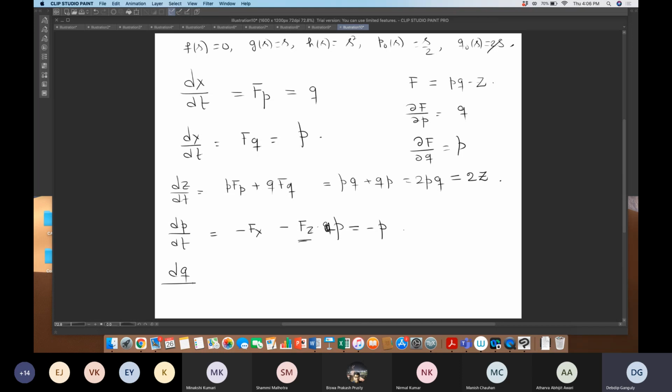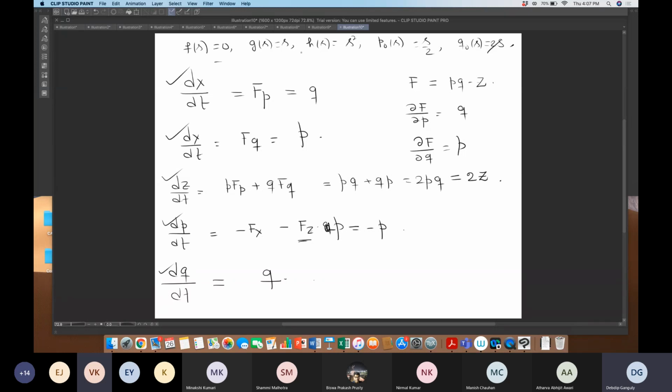What is dq by dt? If you just compute, dq by dt is fy minus fz into q, you will get q. So you have 1, 2, 3, 4, 5 equations.